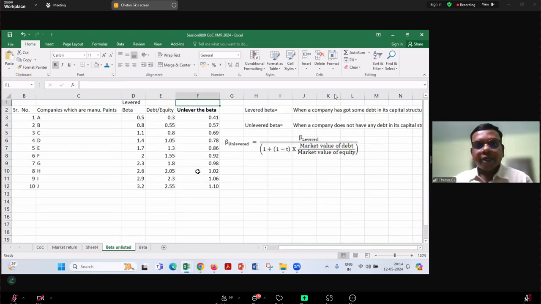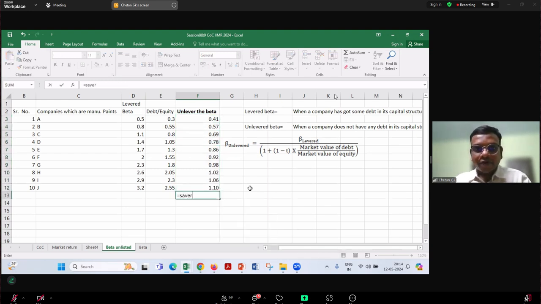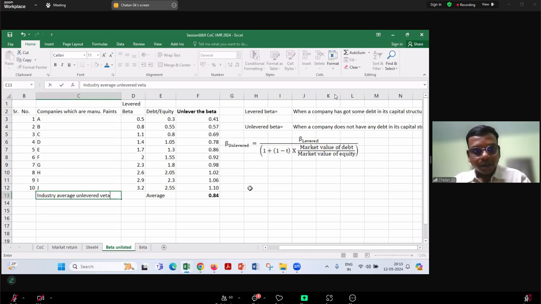Okay. So what I did is I have actually acted as if there is no debt in the capital structure. Supposing there is no debt in the capital structure, what is the beta? That is what I have computed just now. Okay. So now what I'll do is I'll take average of this. This is the industry average unlevered beta. Do you agree with me? What I wrote here?